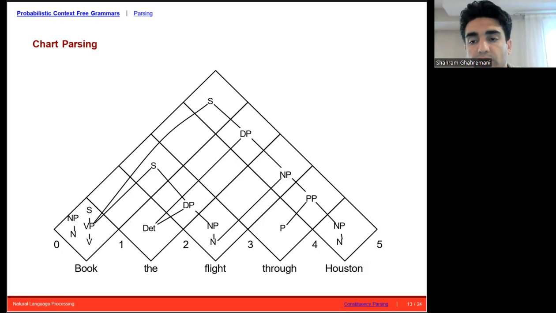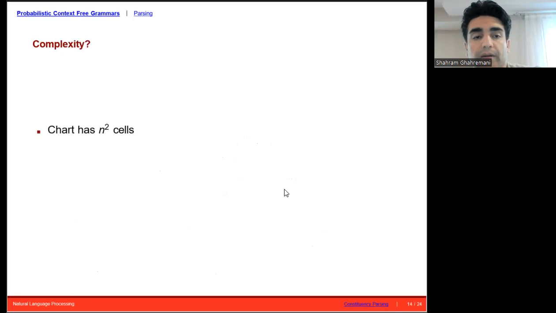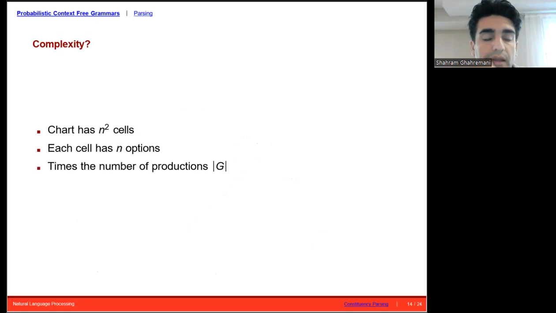By this point, it should be fairly clear that the complexity of this algorithm is proportional to the size of the grammar, that is the number of possible productions, and it is also cubic in the length of the sentence. So n cubed times the size of the grammar. Here is the complexity of this algorithm: a chart has n squared cells. Each cell has n options times the number of productions, and this is the overall complexity of the algorithm.